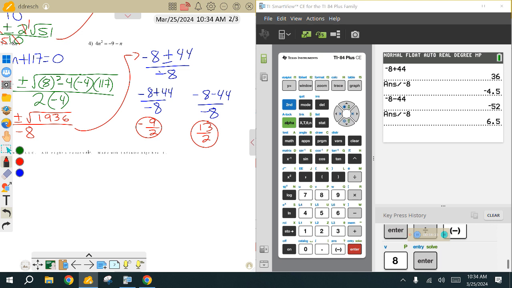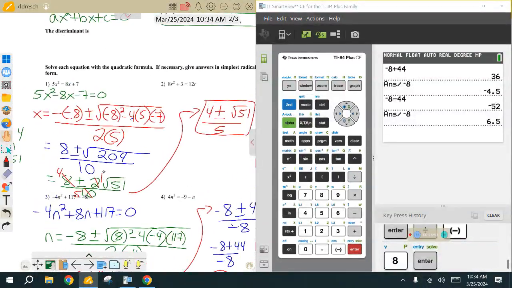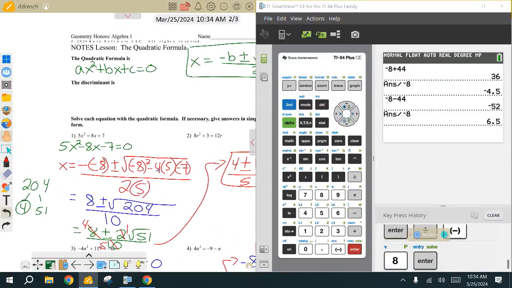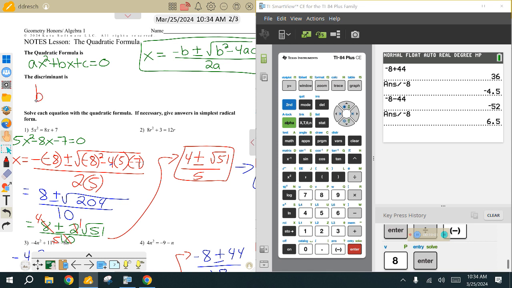Now, the reason I knew that was going to work out like that is because of this number underneath here. It's 1936 up above. The other one was 204, I think. That number underneath the square root, that b squared minus 4ac that we're calculating, plays a very big role in a lot of other things. It's going to tie into the graphs. It's going to tell us about the types of solutions.